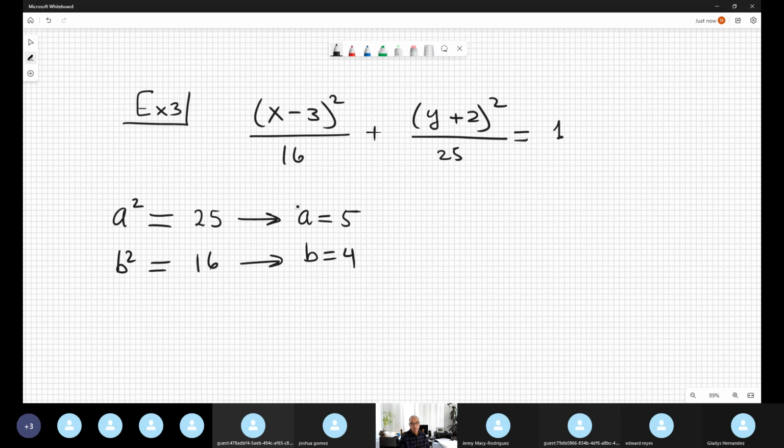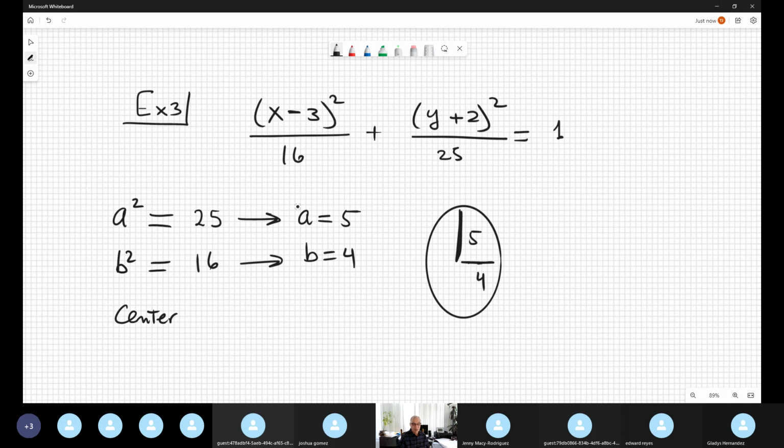So it is obvious that it is a vertical ellipse again. Yes or no? Because that distance is 5 and that distance is 4. And what about the center? Oh, in this case, not 0, 0, because I see minus 3 and plus 2.